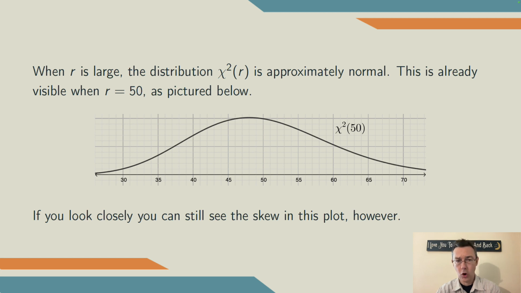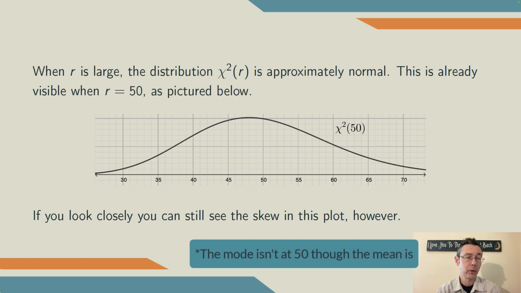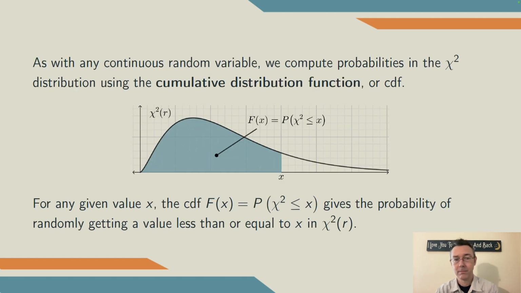When r is large, the distribution chi-squared of r is approximately normal. And that's a consequence of the central limit theorem, although I won't go into the details here. And you can already see that normality with r equals 50 that I have pictured here. But if you squint or just look a little bit closely, you can still see the skew in the plot. The tail is fatter on the right. The mean is not at 50 as you would need if this was in fact exactly a normal distribution.